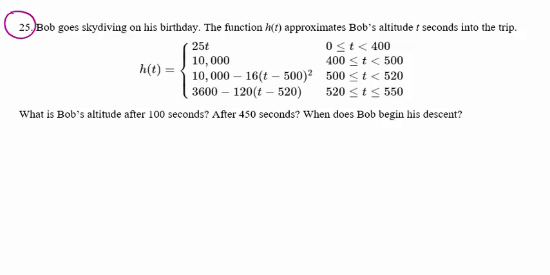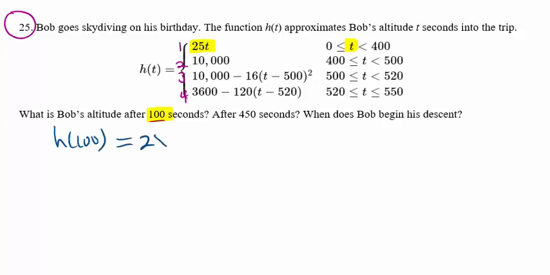Let's take a look at one more. It says Bob goes skydiving on his birthday. The function h of t approximates Bob's altitude t seconds into the trip. We want to know, what is Bob's altitude after 100 seconds? Because this is a piecewise function, we have 4 formulas that we can use at different times, but we only use one at a time. We look at where 100 falls, and that is when the time is between 0 and 400 seconds. So we use the first formula to answer this part of the question.